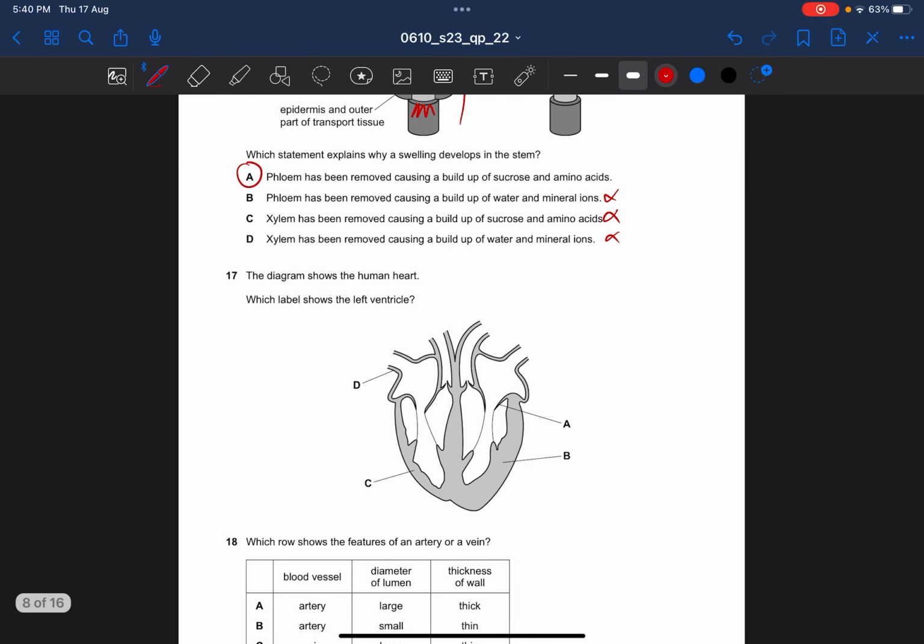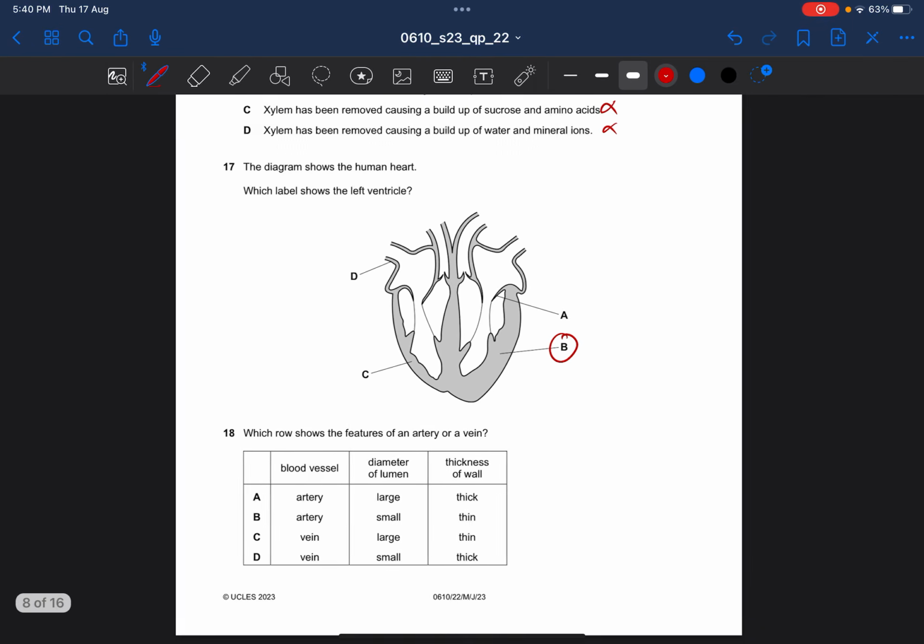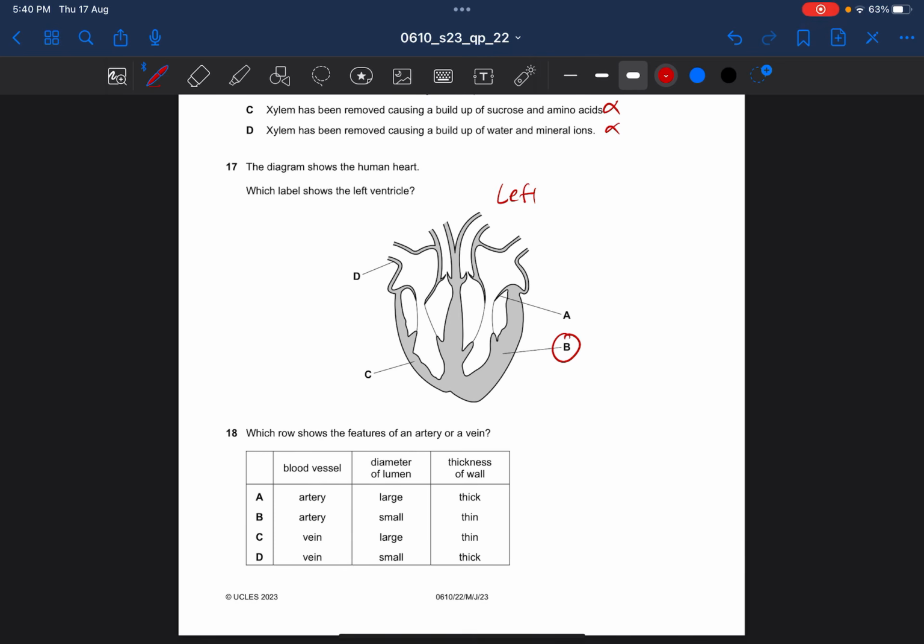Okay, question 17. The diagram shows the human heart. Which label shows the left ventricle? So the answer for this is B. Alright, remember that here this is the left and this is the right. I think that's just the main confusion that most people will get.